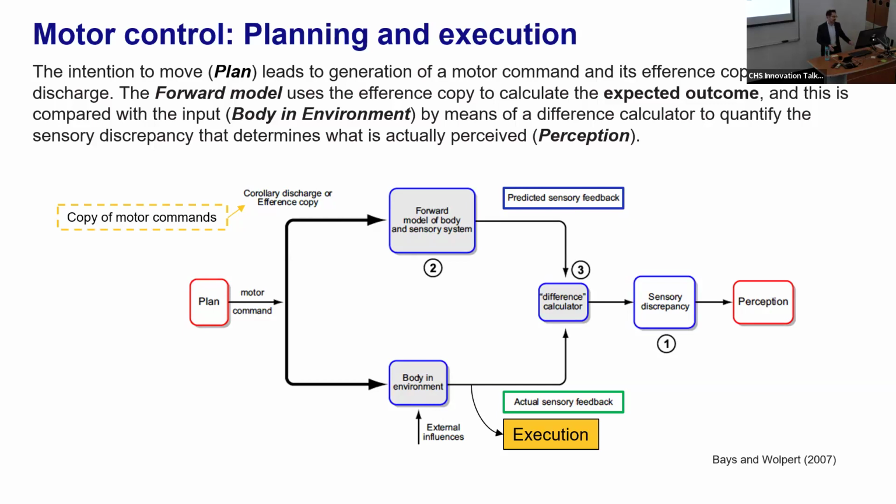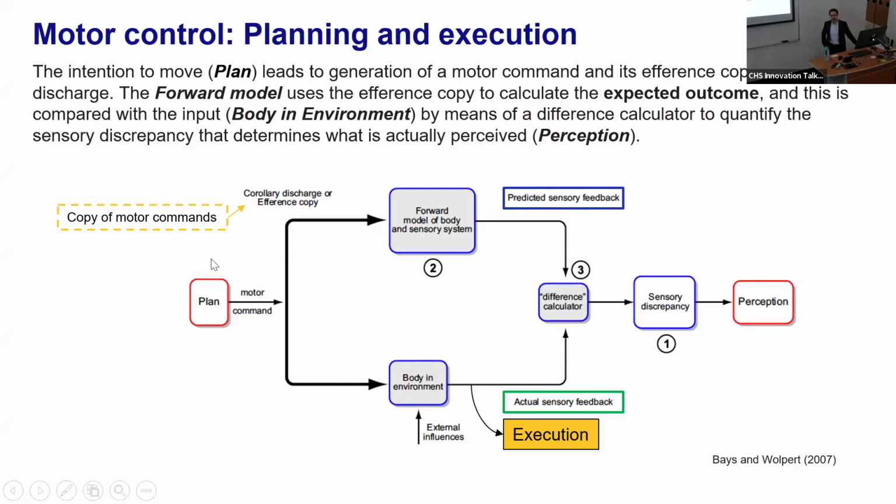And that is where this forward model comes in, which has been proposed by a number of authors, in particular Wolpert, one of the leading figures in motor control and neuroscience. Basically it says, look, for sure you have this box at the bottom here, where you have your body in the environment. If you follow this arrow, as you plan a motor command, this motor command will generate a movement, which in turn will generate some sensory feedback, which I call actual sensory feedback, and execution, of course.